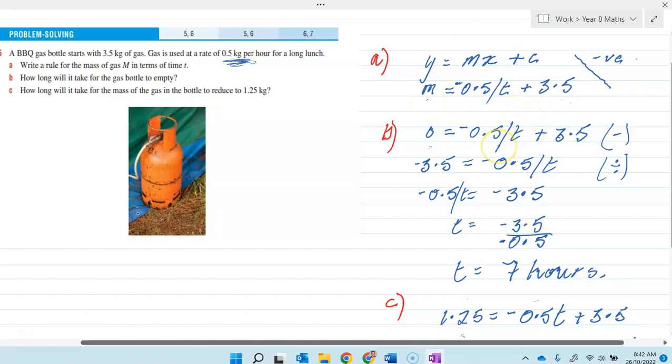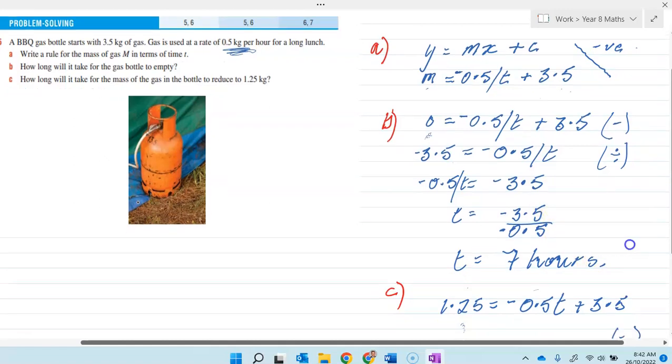Now we're going to look at this. There's our equation, our rule. How long will it take for the gas bottle to empty? That means you want 0 mass left in it. So we substitute like we would for an x and y intercept. Substitute y equals 0. So I've got 0 equals negative 0.5t plus 3.5. To solve my equation, I will subtract 3.5 from both sides. Then negative 3.5 equals negative 0.5t. Divide both sides by negative 0.5, and I end up with 7 hours.